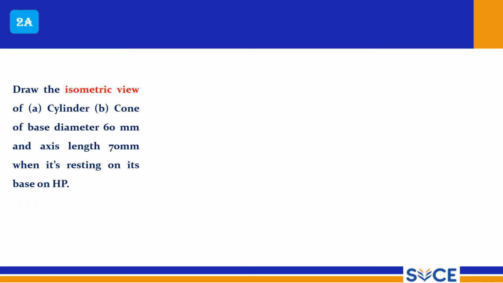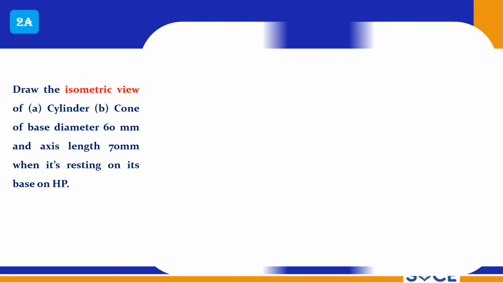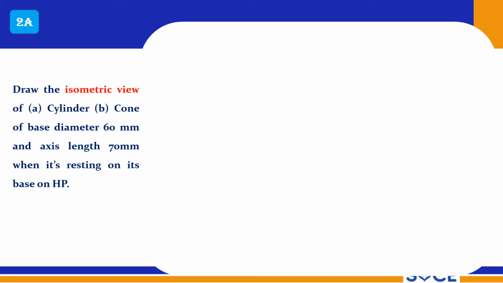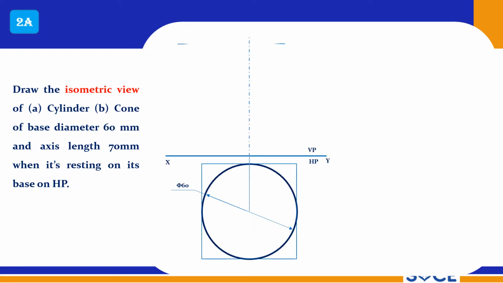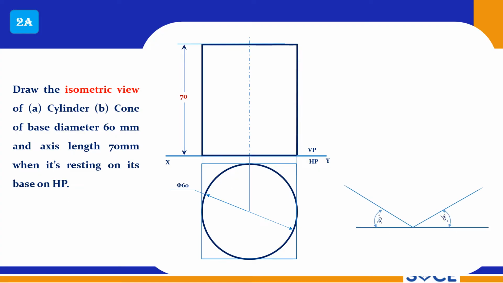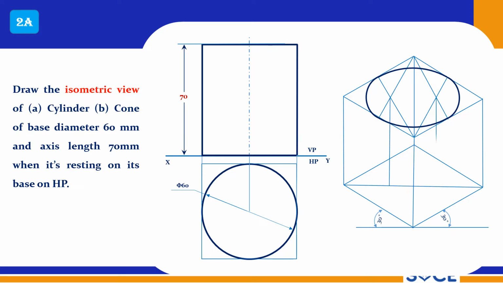problem is draw the isometric view of a cylinder and cone of base diameter 60 mm, axis length 70 mm when it is resting on its base on HP, right? So cone and cylinder should be drawn. So only one method you should recall and adopt here, that is known as the four center method. So the first is the cylinder. So this is the cylinder front view and top view. It is very simple. Draw using the four center method. Alright, here the four center method can be used, and you can draw the cylinder.